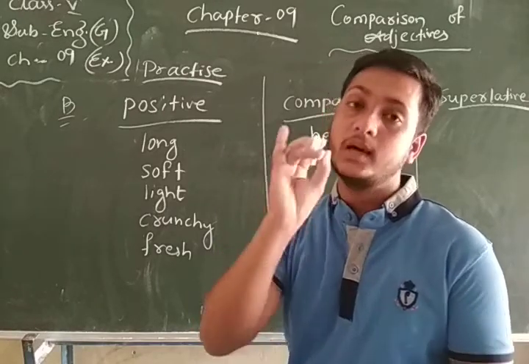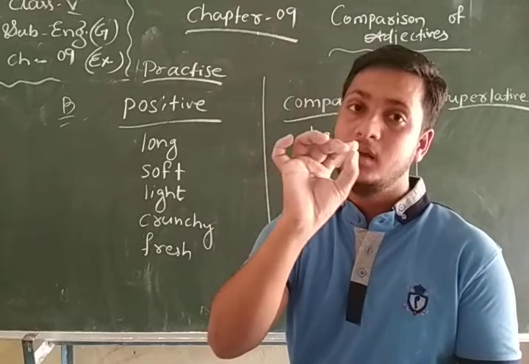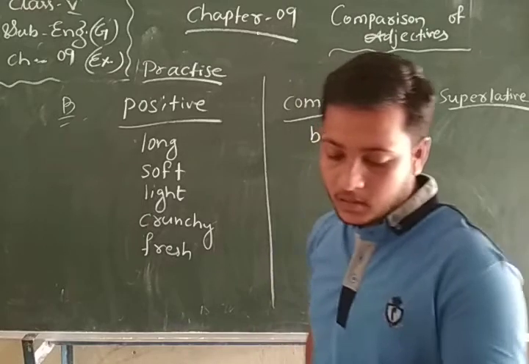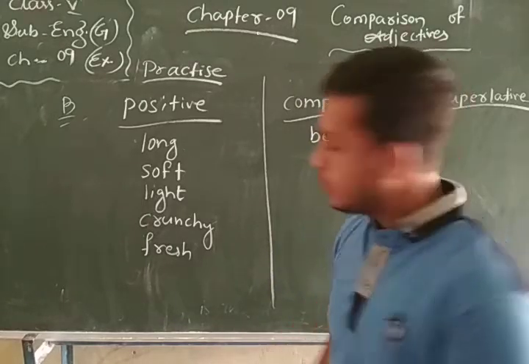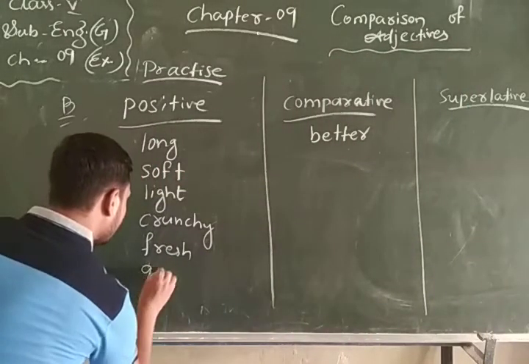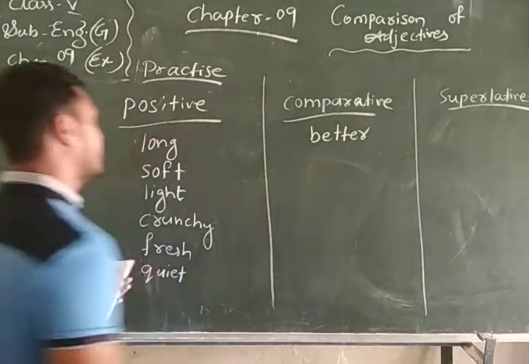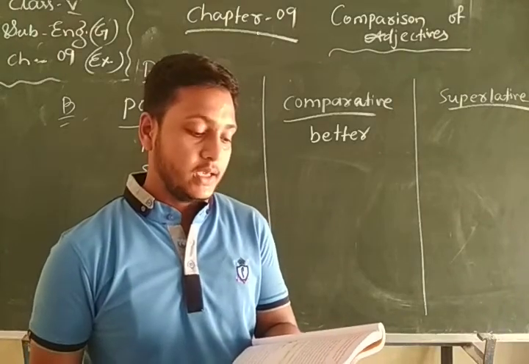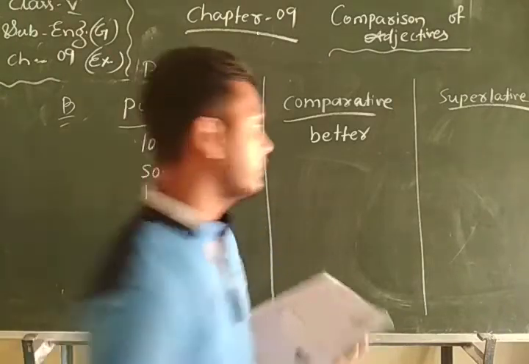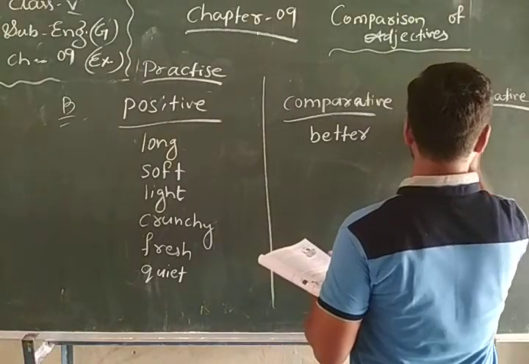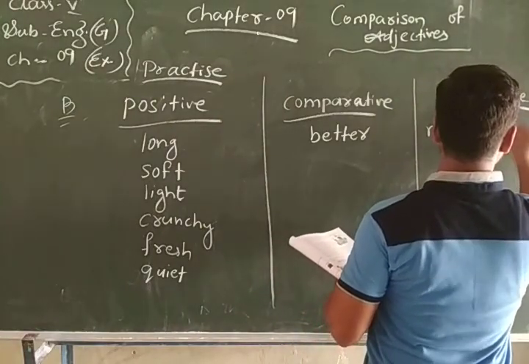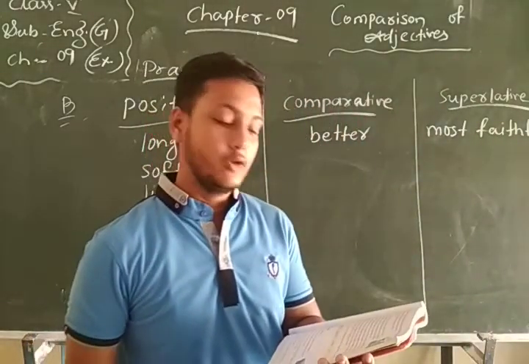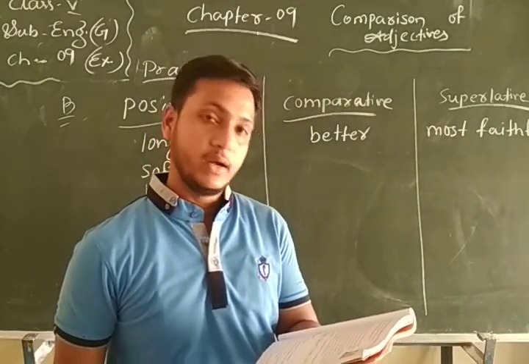So in the book, what you have to do is underline the words. You have to mark those words. Okay, you have to underline those words. I take him on long walks in quiet areas. Quiet is also in positive form. He is one of the most faithful. Most is superlative form. He is also one of the most faithful pets that I have ever had.